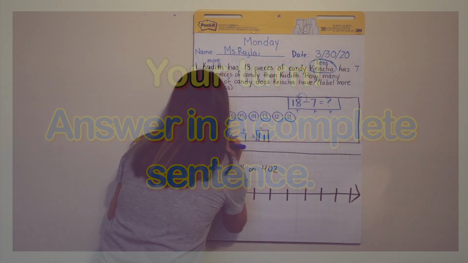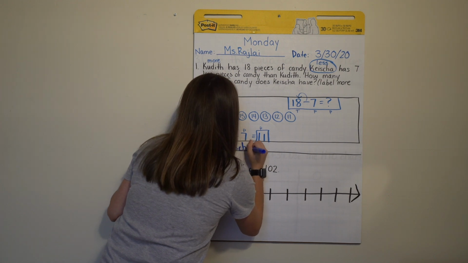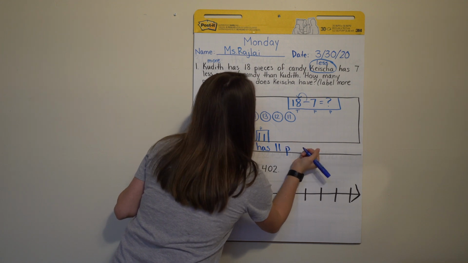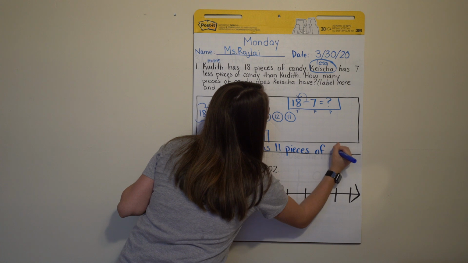All right, so Keisha has 11 pieces of candy.